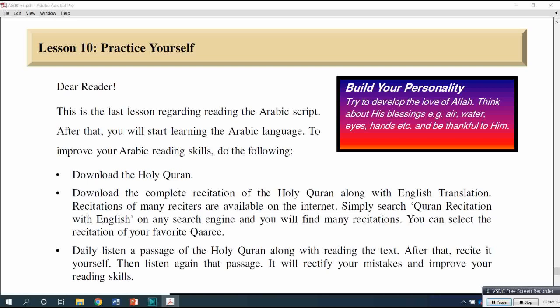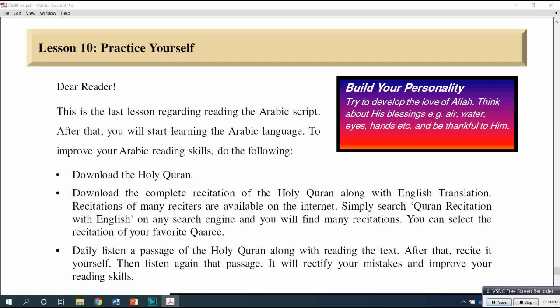This will be the best practice for learning any other languages as well. Daily listen to a passage of the Holy Quran along with reading the text. After that, recite it yourself. Then listen again to the passage. It will rectify your mistakes and improve your reading skills. These are the suggestions for you. You can improve yourself.